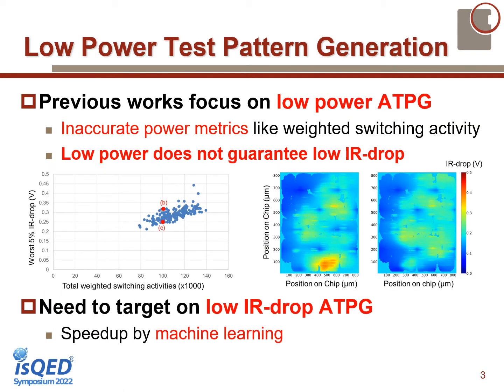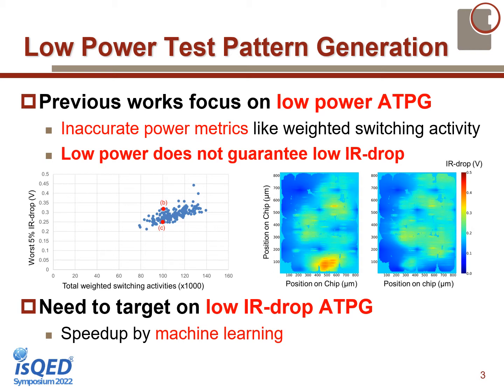We must find another way to tackle this serious problem instead of just focusing on traditional ways of circuit simulation. Previous works focused on low-power ATPG, in which they achieved some of their goals. But there were two major difficulties that rendered their works ineffective to reduce IR drop. First, the power metric like weighted switching activities and flip-flop toggle counts are not sufficiently accurate. Second, and most importantly, low power does not guarantee low IR drop at all.